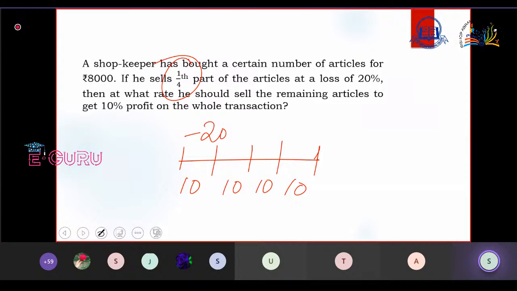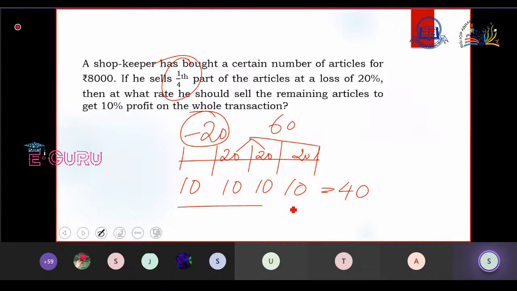Now the bottom part total is 40 and you are at minus 20. So from minus 20 to 40 you need 60 more, right? That 60 can be given in these 3 parts equally. That means 20 in each part. So we can say that the remaining part should be sold at a profit of 20%, so that your overall profit will be 10%.